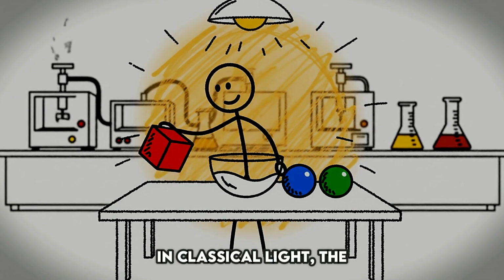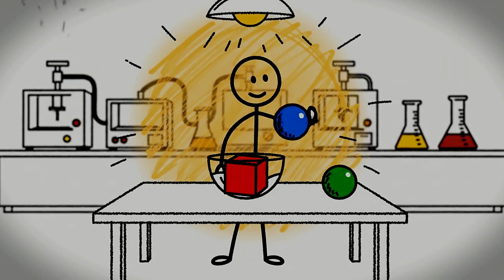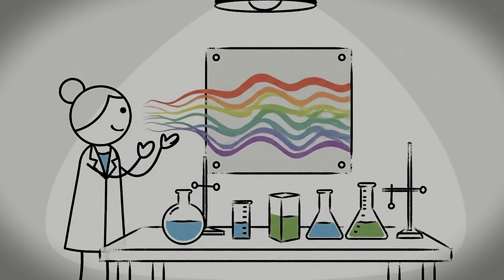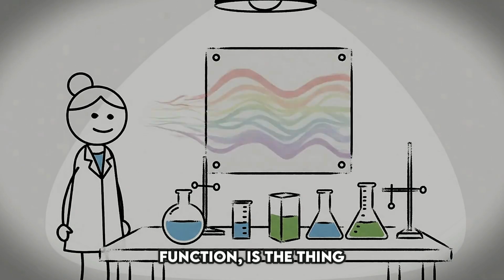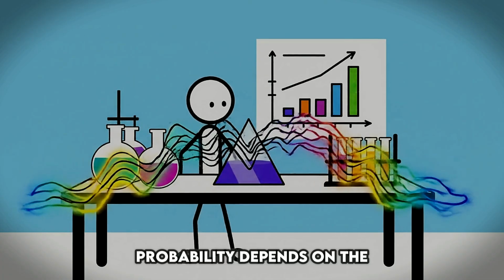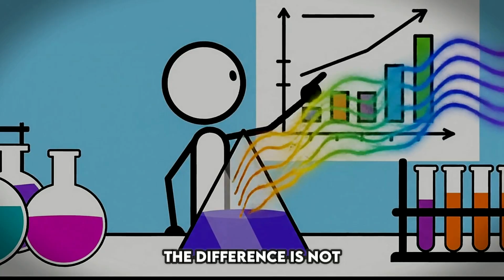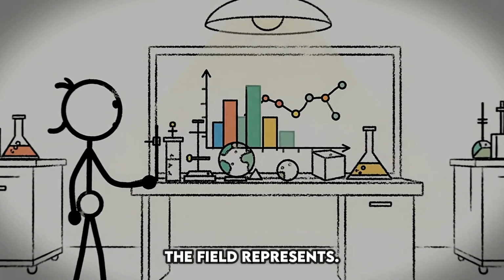In classical light, the electromagnetic field is the thing that superposes. Intensity depends on the square. That gives fringes. In quantum mechanics, the amplitude field, the wave function, is the thing that superposes. Probability depends on the square. That gives fringes. The difference is not the pattern. The difference is what the field represents.